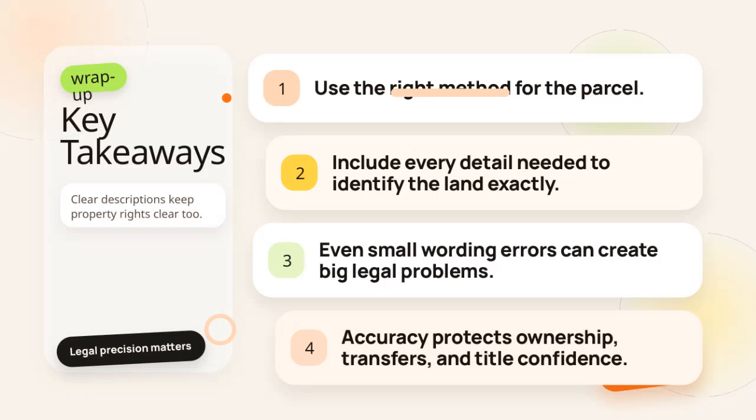To wrap up, clear descriptions are essential because they keep property rights unmistakably defined. Using the right method for describing the parcel is crucial to avoid confusion. Every detail must be included to precisely identify the land in question. Even small wording errors can lead to significant legal complications. So accuracy is more than just important, it's critical. Ultimately, accuracy protects ownership, ensures smooth transfers, and builds confidence in the title. Legal precision truly matters when it comes to property descriptions.